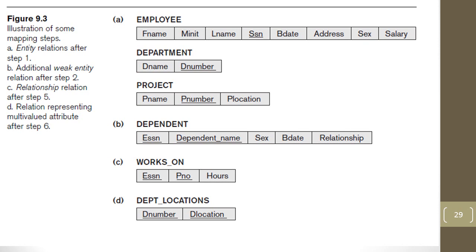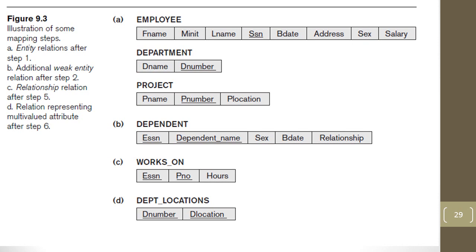So here's some examples of some of these mapping steps. Letter A shows just taking the employee entity and creating a relation out of it. That's very straightforward. Well, actually, it's employee, department, and project. Those were just regular entity types. B shows mapping the dependent entity.